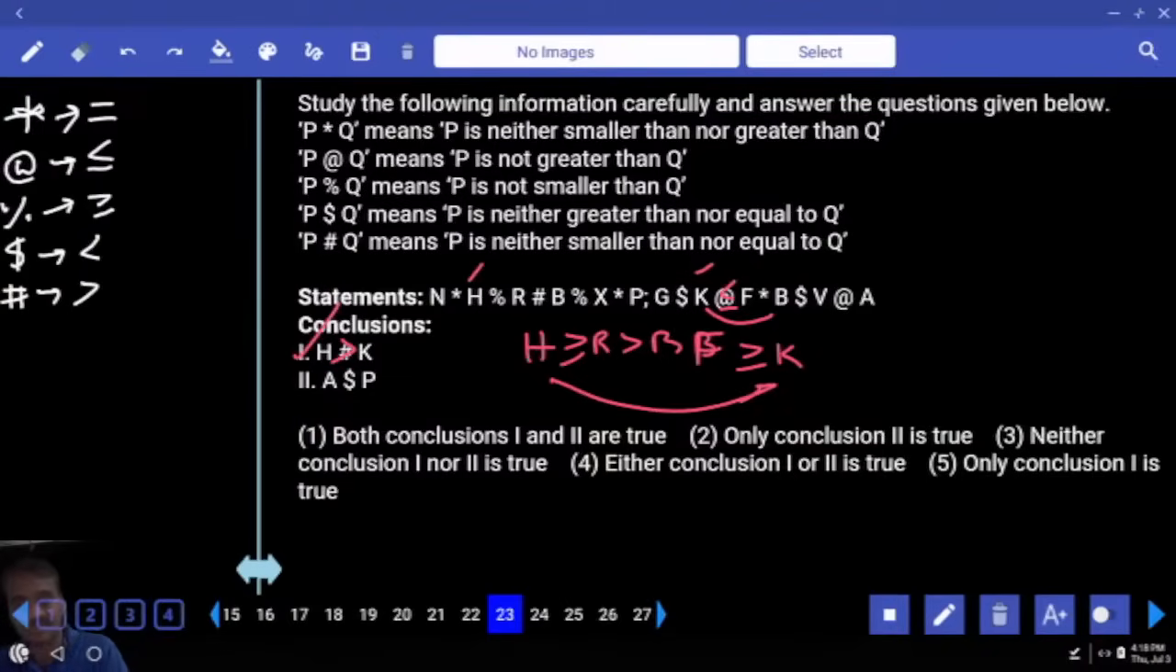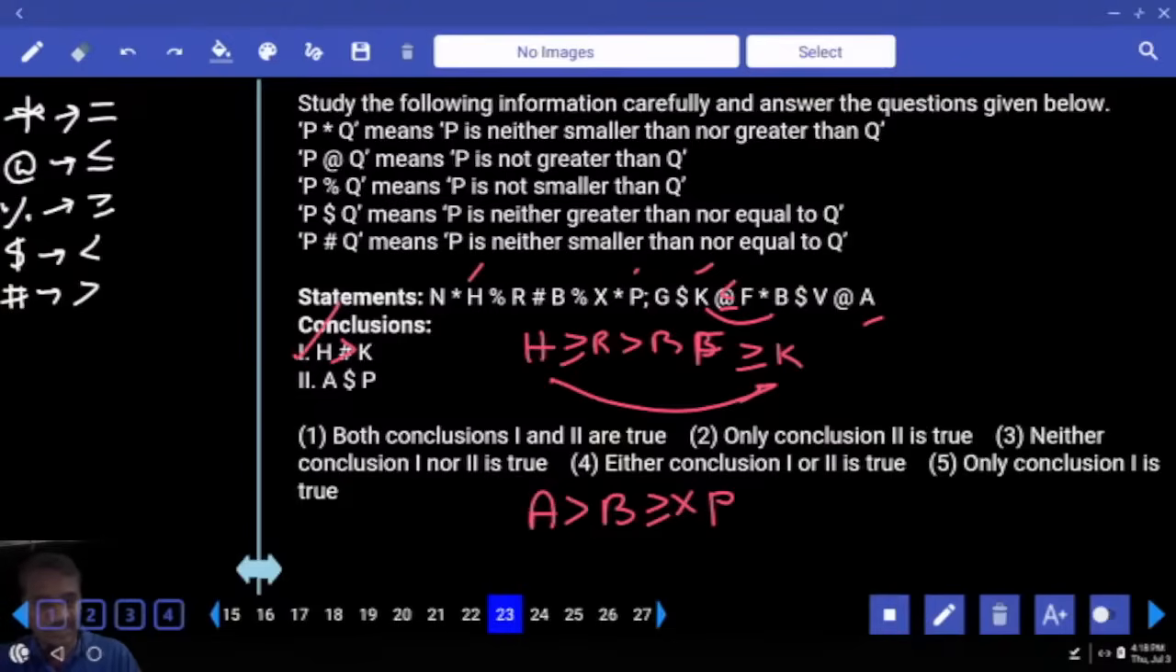The next one, the relation between A and P. A is here, P is here. Which element is common? B is common. As B is common, B percentage, B greater than or equals to X. And X star means X equals to P. And next one, X equals to P. Then we need to find the relation between B and A. B dollar A means B lesser than A, A greater than B.